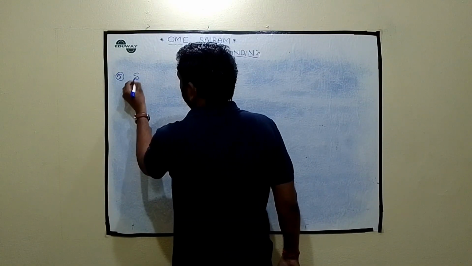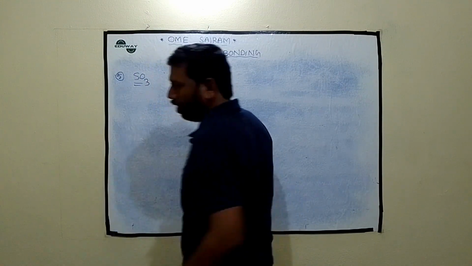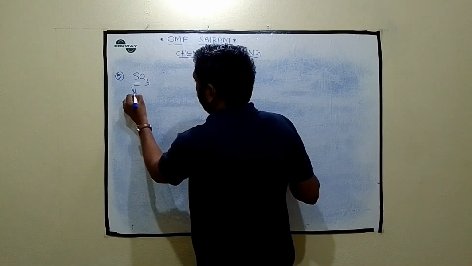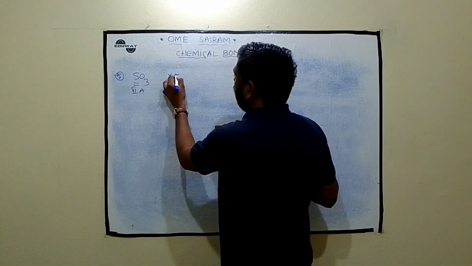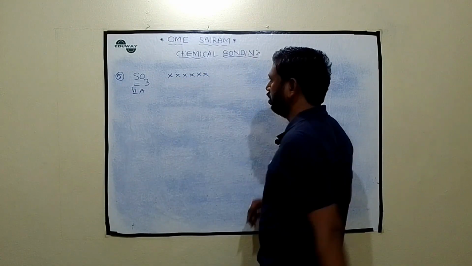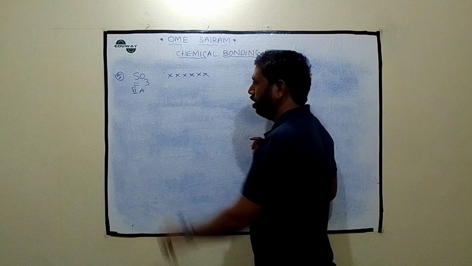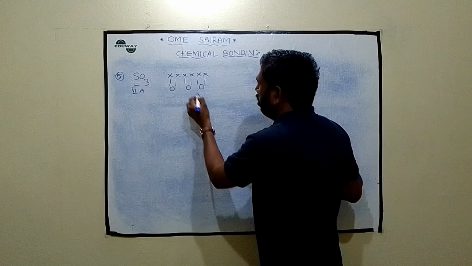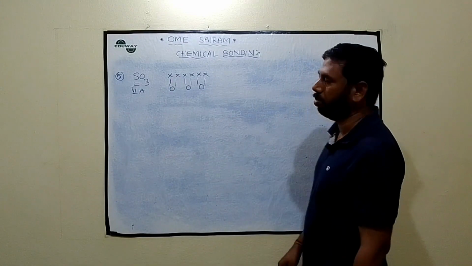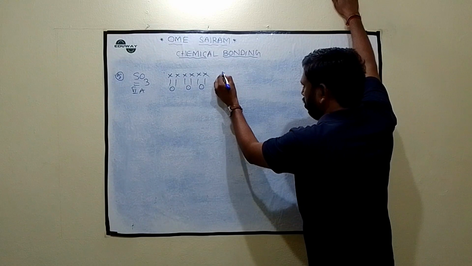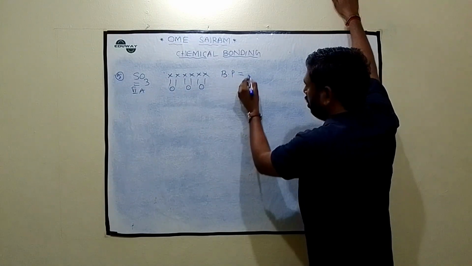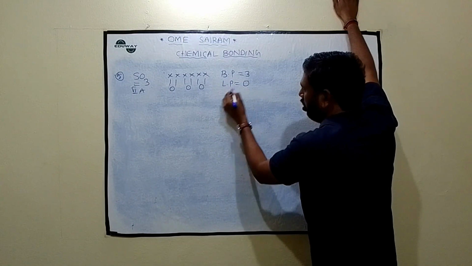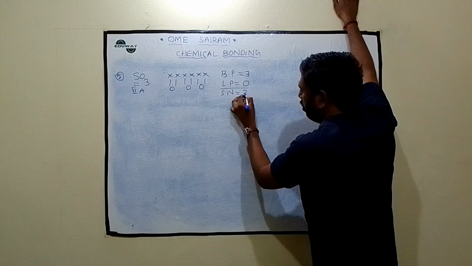Sulfur trioxide, SO3. In SO3, the central atom is sulfur and it belongs to 6A group element. That means it contains 6 valence electrons. And the sulfur is attached to 3 oxygen atoms. That means each oxygen can form 1 double bond and each oxygen takes 2 electrons for forming double bond. Here bond pairs. How many bond pairs? How many double bonds are there? 3 double bonds. And lone pair is 0 and the steric number 3 plus 0, 3.